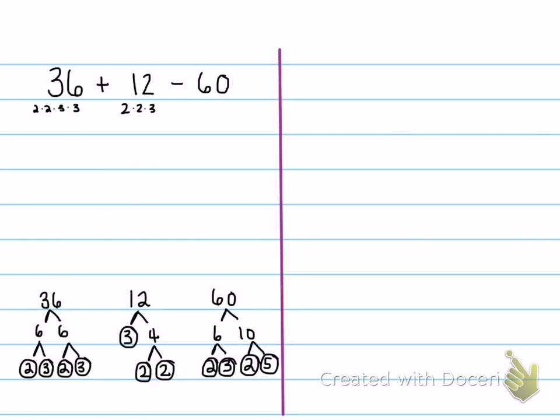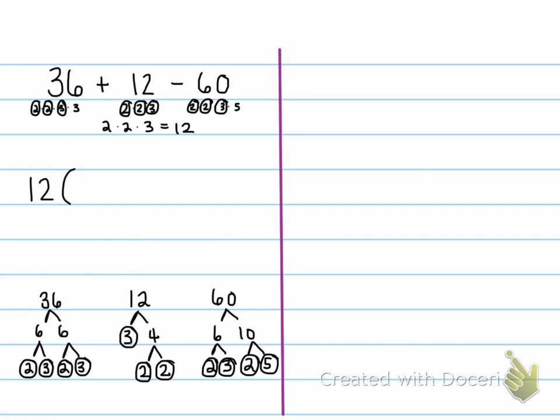And 60 was 2 times 2 times 5 times 3 times 5. Okay, so the common ones, what we know we're going to take out, I'm going to circle. There's a 2, and a 2, another 2, 2, and 2, and a 3, and a 3. So 2 times 2 times 3 equals 12. So I know I'm taking 12 out of this expression.